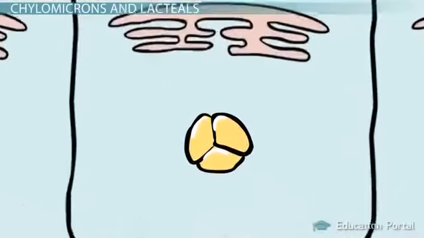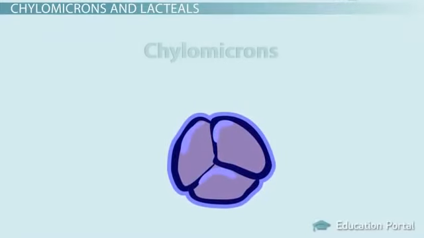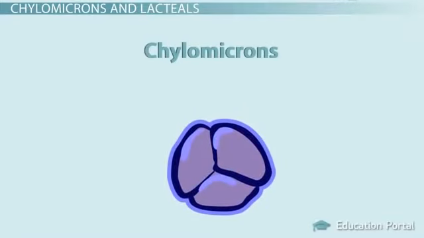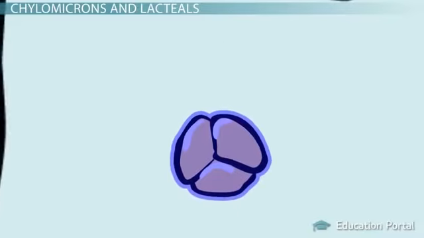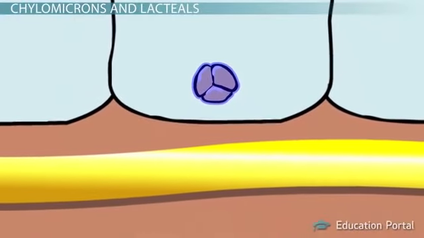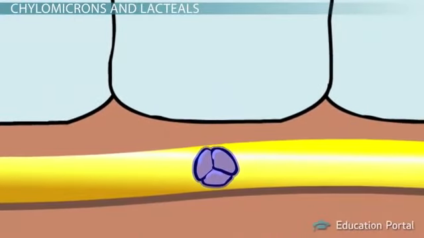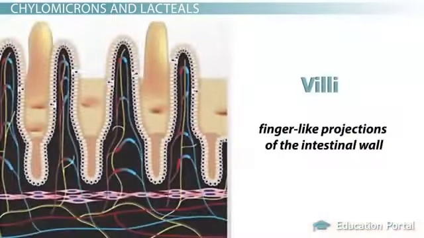Now, before the triglycerides actually leave the epithelial cells, they're coated by protein, which results in the formation of chylomicrons. So we see that chylomicrons are small globules composed of protein and lipid. The coating of protein gives the triglyceride a water-soluble coat, and this allows the chylomicron to travel outside of the cell. The newly formed chylomicrons leave the epithelial cell and enter the lymphatic capillaries, which are called lacteals. The lacteals are found in the finger-like projections of the intestinal wall called the villi.